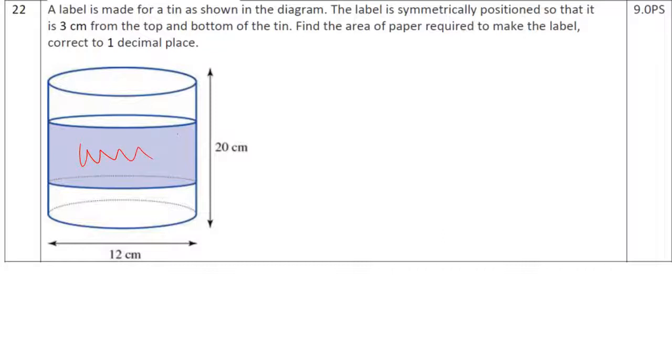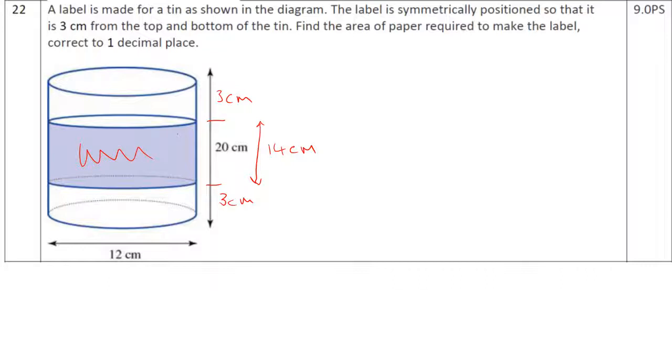Now, again, we've got some information here, but it's not all really stuff that we need to use, or we've got to think about it a little bit more. So it's 3 centimeters from the top. So this is 3 centimeters here, and 3 centimeters from the bottom, which means that our height or our width of our label is 14 centimeters.